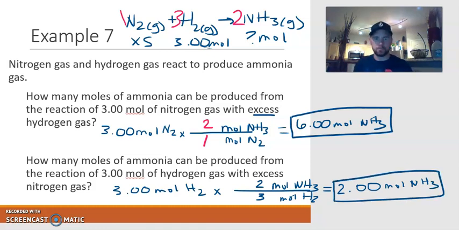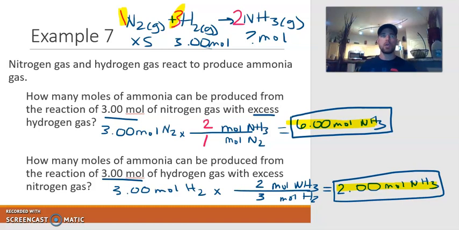Now notice here, just because I was reacting 3 moles of nitrogen and 3 moles of hydrogen doesn't mean they're going to both produce the same. If it's 3 moles of nitrogen, I can produce 6 moles of ammonia. But if it's 3 moles of hydrogen, I can only produce 2 moles, right? And that's because the mole ratio is different.